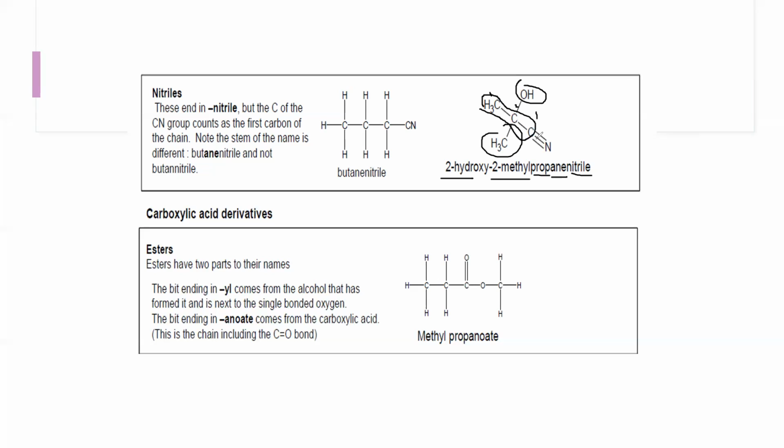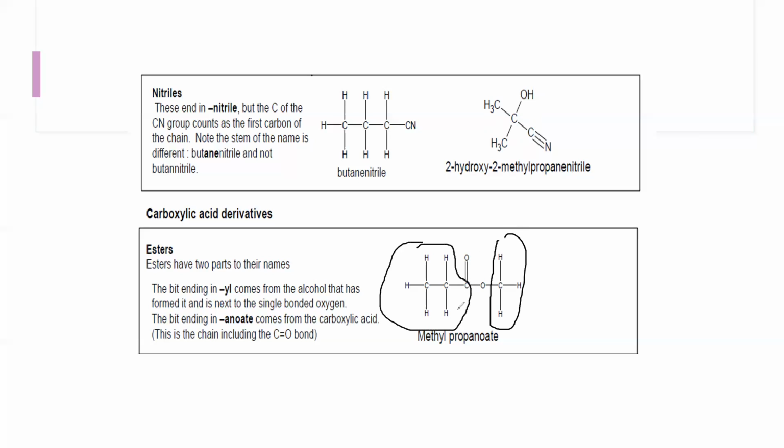Then carboxylic acid derivatives, for example, esters. Esters are formed when carboxylic acid reacts with alcohol. So the part which is attached with oxygen is considered as a branch, and it always comes from alcohol. And the part which is attached with the main carbon, C double bonded with O, is considered as the chain. So 1 carbon in the branch, that's why it is methyl. 3 carbon in the chain, prop, single bond, ane, and due to the functional group, it is oate. So it is methyl propanoate.